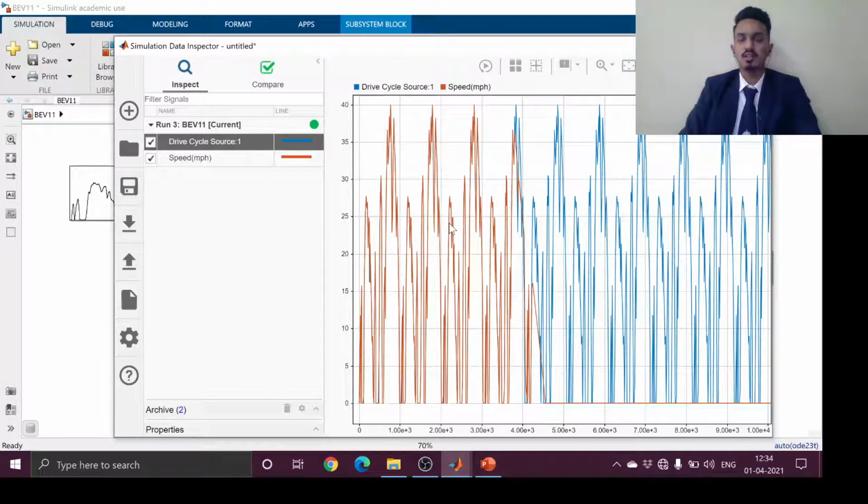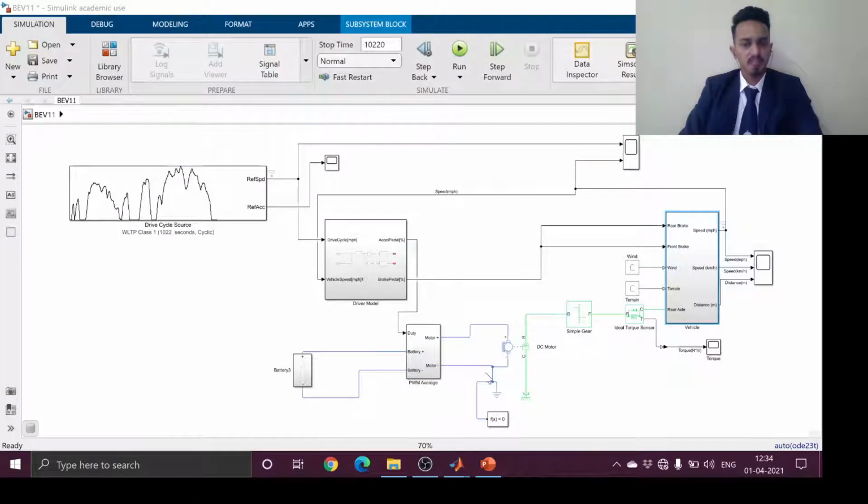range for a vehicle. Now if we increase the motor capacity or the battery capacity, the range will increase.